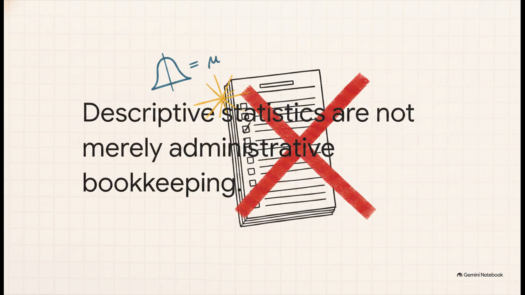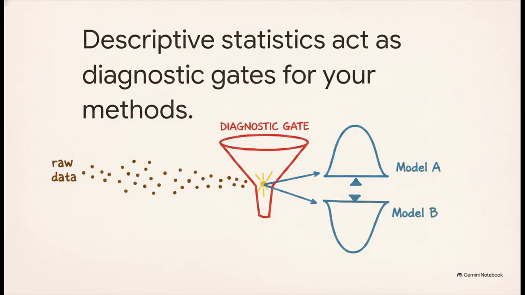Do not, under any circumstances, treat descriptive statistics as mere administrative bookkeeping. They are absolutely not just mathematical chores you check off before you get to the real analysis. Instead, think of descriptive statistics as diagnostic gates. These numbers are what decide which archetypal distribution your data plausibly came from, and that resemblance strictly dictates what engineering methods and models you are mathematically allowed to use at all.